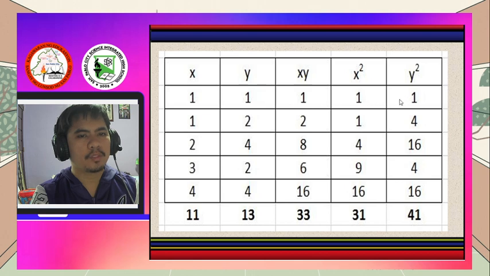And for y squared, we need to square the value of y. So we have 1 squared is 1, 2 squared is 4, 4 squared is 16, 2 squared is 4, and 4 squared is 16. And then get the sum or the total of each column. So the total of x is 11, the total of the values of y is 13, the total of the values of xy is 33, the total of the values of x squared is 31, and the total of y squared is 41.